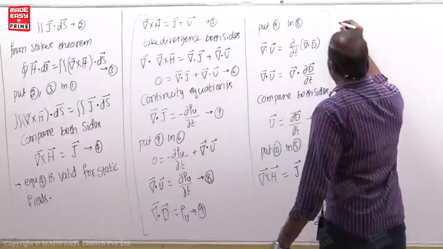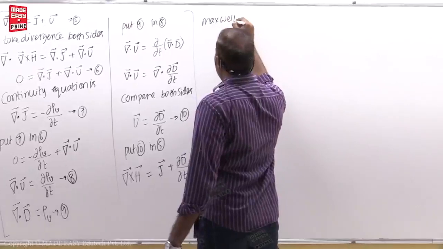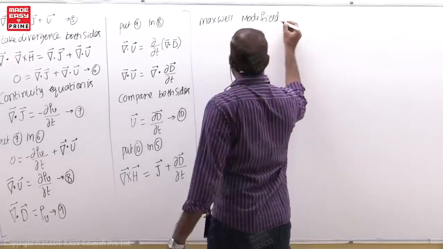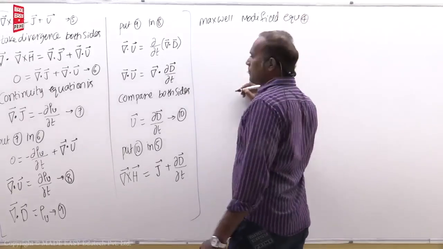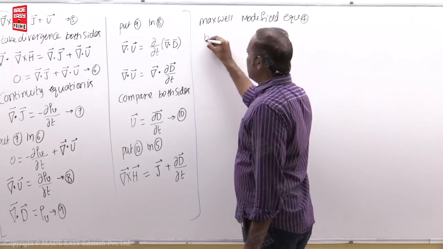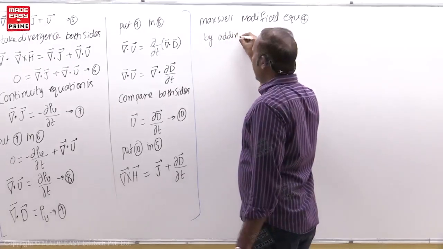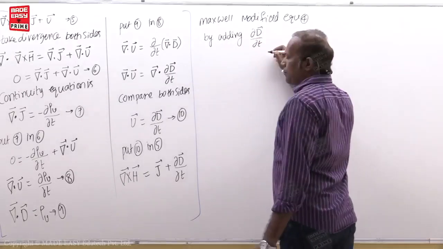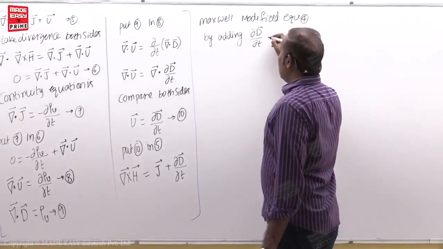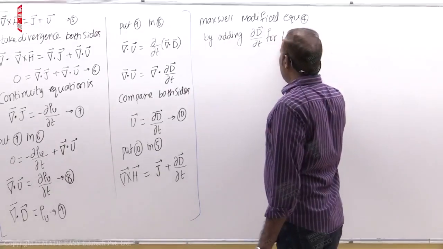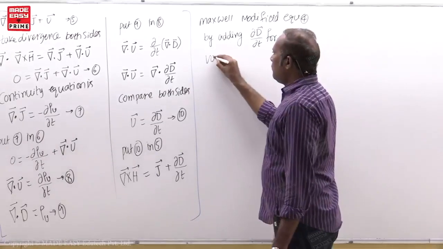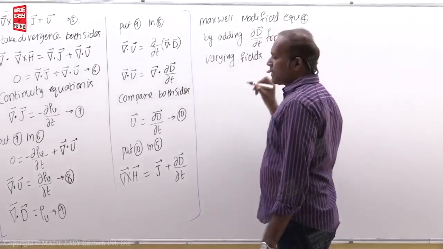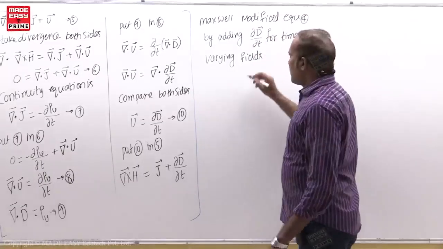Now I am writing here Maxwell modified equation 4 by adding dou D bar by dou t, for time varying fields. You can see here dou by dou t means differentiation with respect to time.